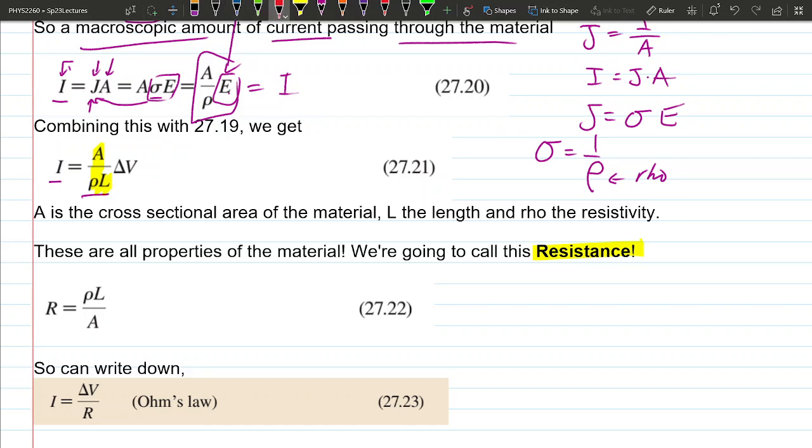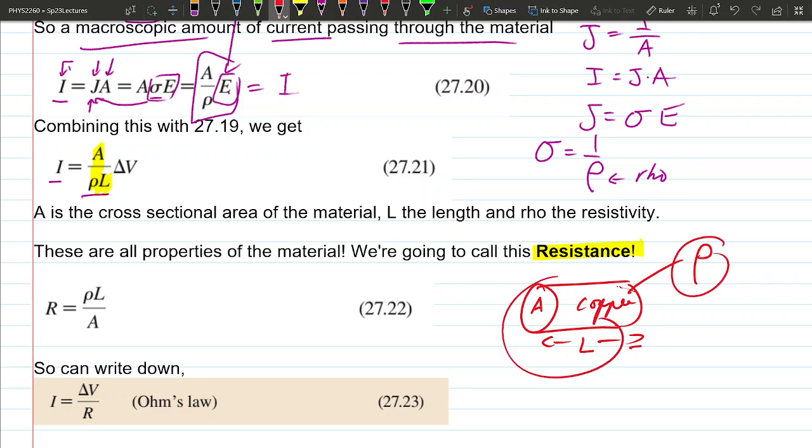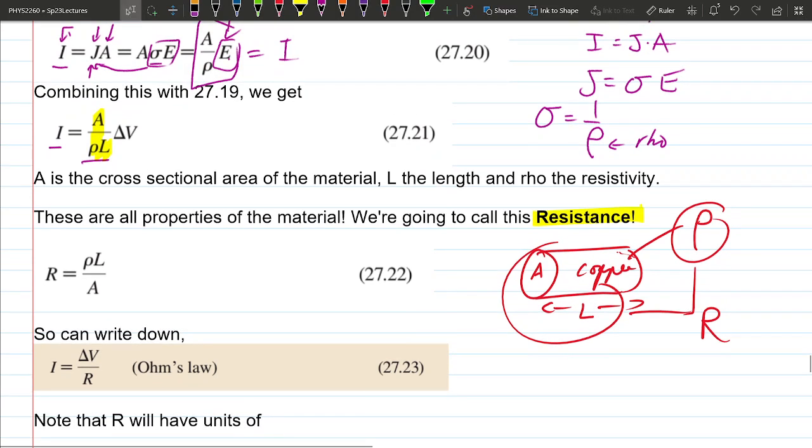So if a material is made of copper, that instantly tells you what the resistivity is. But if I also tell you the dimension, the cross-sectional area, and the length, all those 3 things combined together allow me to calculate the resistance. So it's a property not only of the material, but also the physical dimensions of it. So for resistance, we're going to stick this in here. We're going to make this whole thing 1 over R, which is the symbol for resistance.